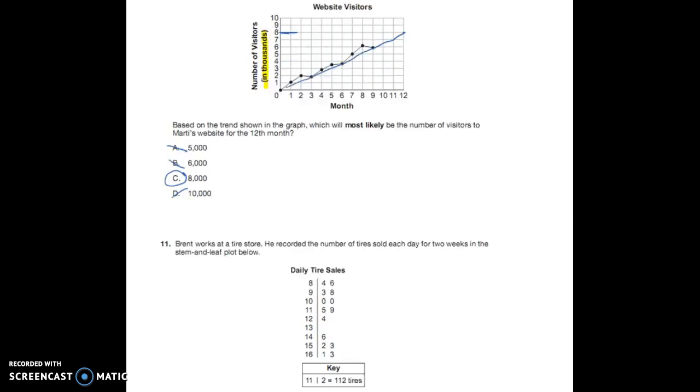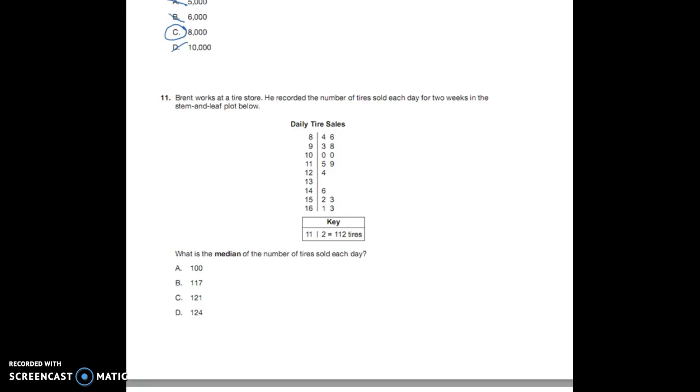The next one is a stem and leaf plot. So Brent works at a tire store. He recorded the number of tires sold each day for 2 weeks in the stem and leaf plot below. Daily tire sales. There's a key below. Note that whatever's in this column, the first column, the left column, is like our 10, so this really represents 80, 90, 100, 110, 120. And these each represent tire sales. So 84, 86, 93, 98. So those were sales, daily sales.